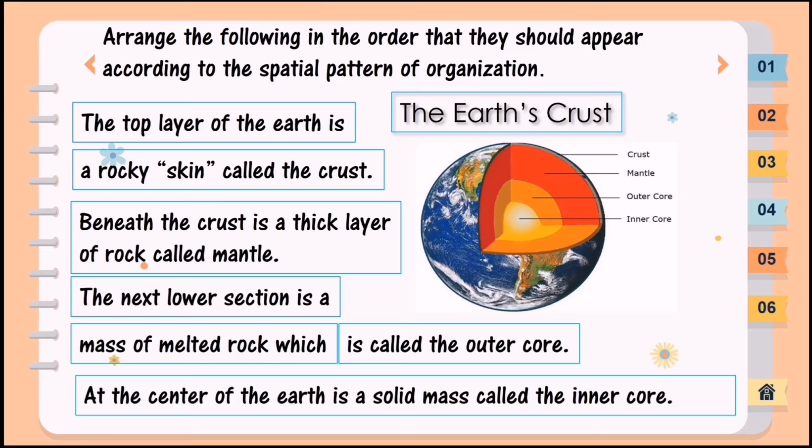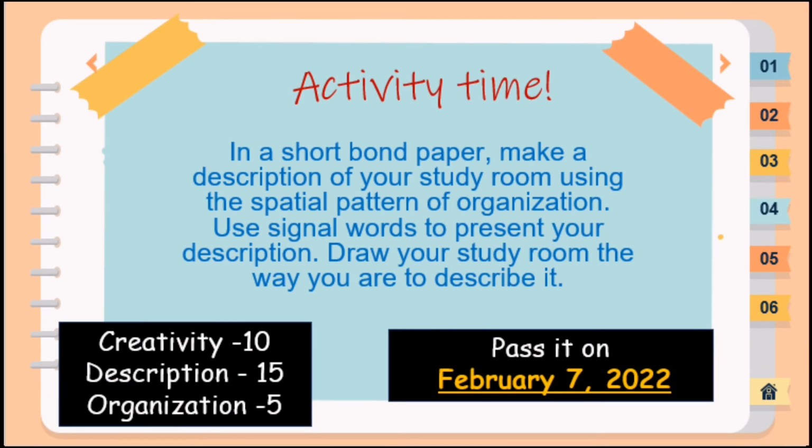Activity time. What you are going to do: on a short bond paper, make a description of your study room. Teacher, I don't have a study room, I only work in the living room. Then that is what you will describe. Or your bedroom, or the living room, or the kitchen. Wherever you study, wherever you do your activities, that is what you will describe.